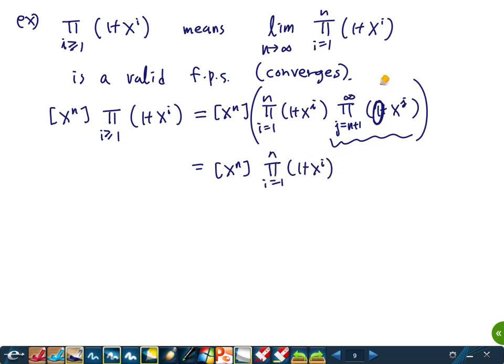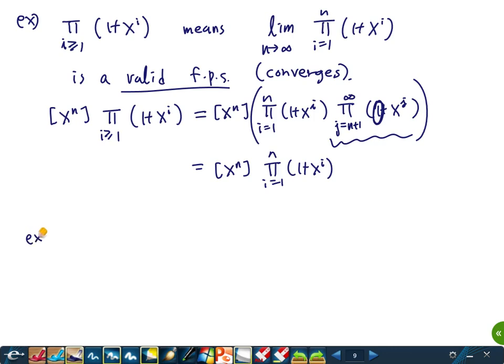Because we don't really need this term, it's just one, the same. But now, you are choosing the coefficient of x to the n in a polynomial, which is finite. So it's a finite sum. It can be computed in a finite number of steps. So it is okay. So this is a valid formal power series.